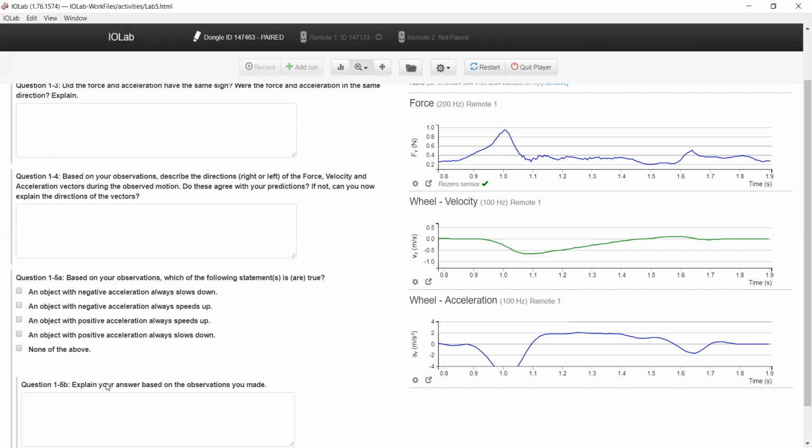So explain your observation based on the observations you made. From the observation you can say that we were slowing down in the negative direction. We were slowing down in negative, we had a positive, so it doesn't mean we have to. An object with negative acceleration always speeds up. That's something that is not seen here, I think, but still we can make the prediction from what we have seen previously. So go ahead and explain your answers.